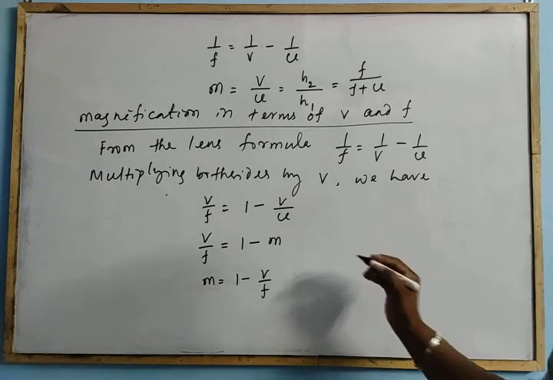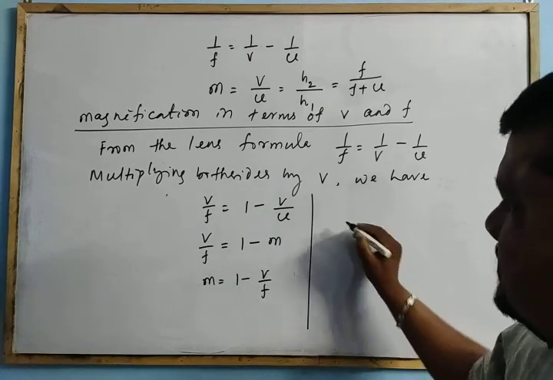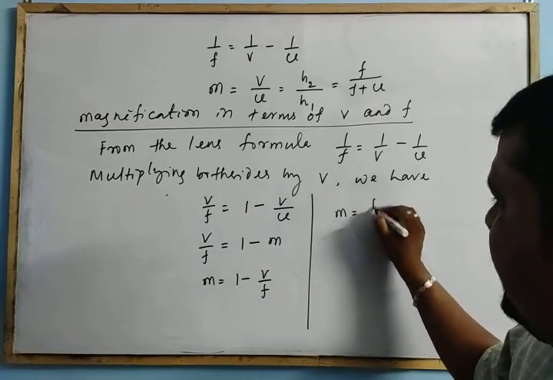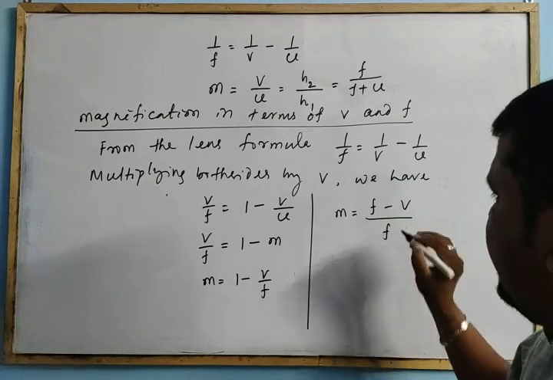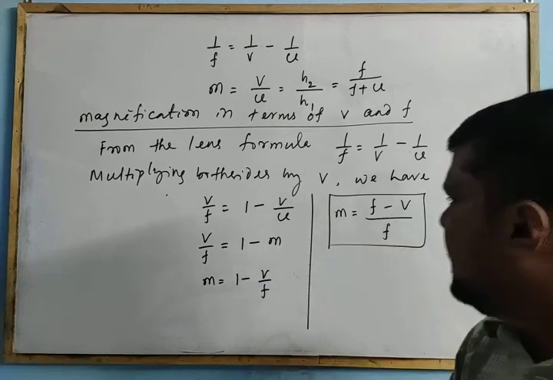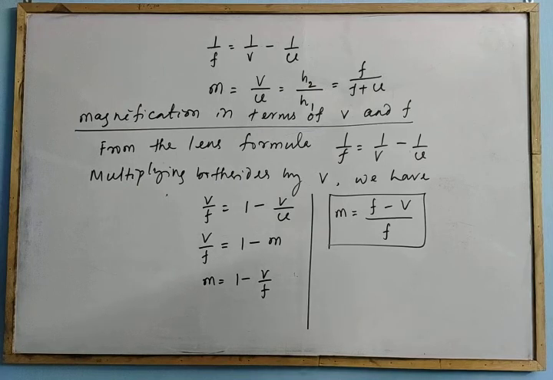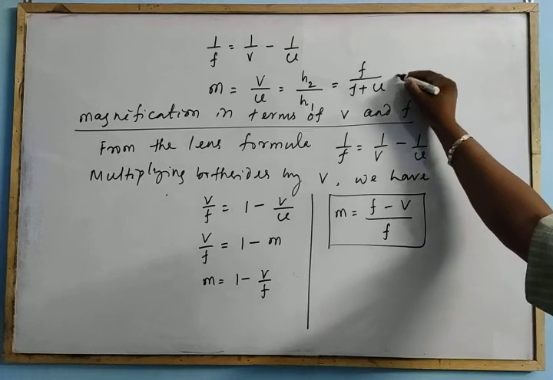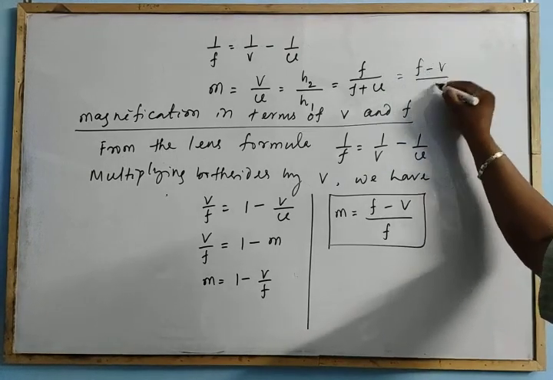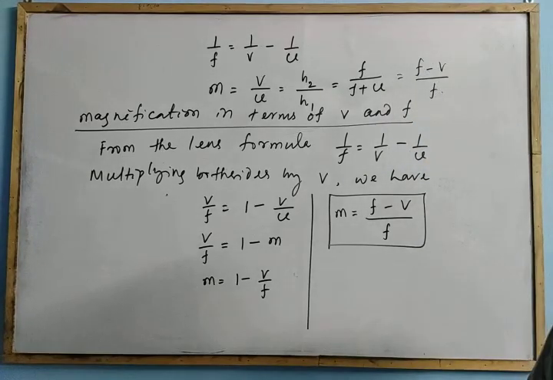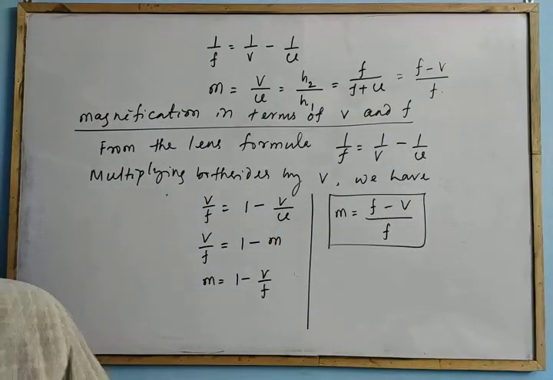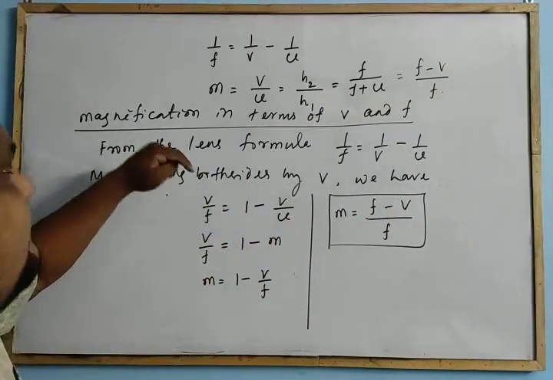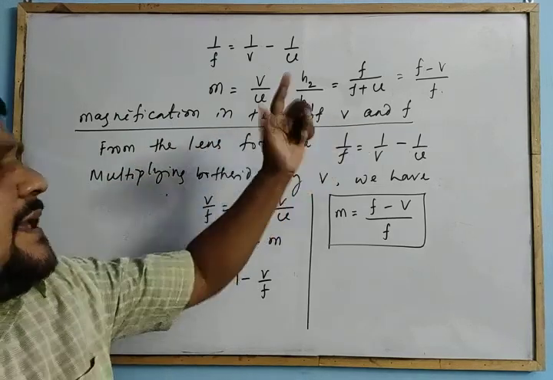So I can write m equal to (f minus v) by f. So this is the expression for the magnification in terms of f and v, that is, f minus v divided by f. Clear? So these are the expressions of magnification in terms of u and f, and v and f.